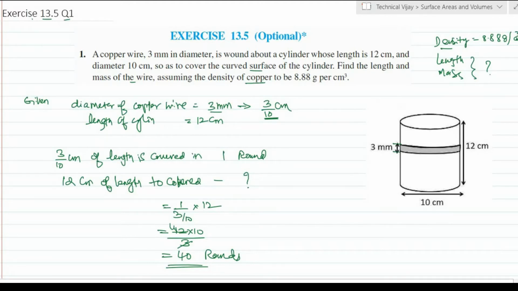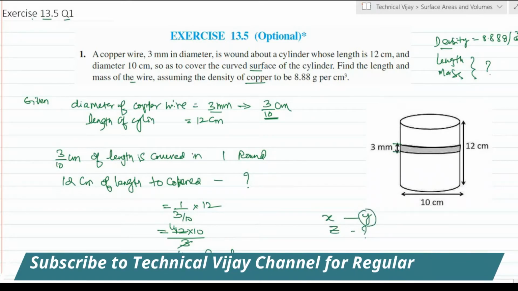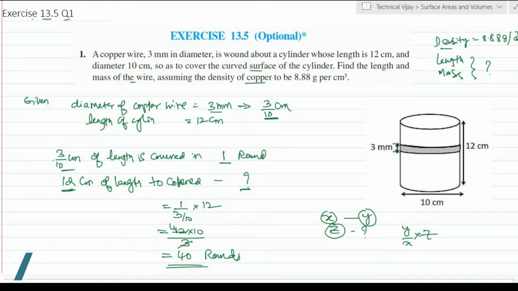How do we calculate this? For x it will be y, so for z what will it be? My calculation is y by x into z. So like this I will calculate. 3 by 10 centimeter of length is covered in one round. Here this is centimeter and this is one round. So for this 12 centimeter, how many rounds? That is 1 divided by this, that is this divided by this into this one. So here 40 rounds of copper wire are required. In this way we have to calculate.